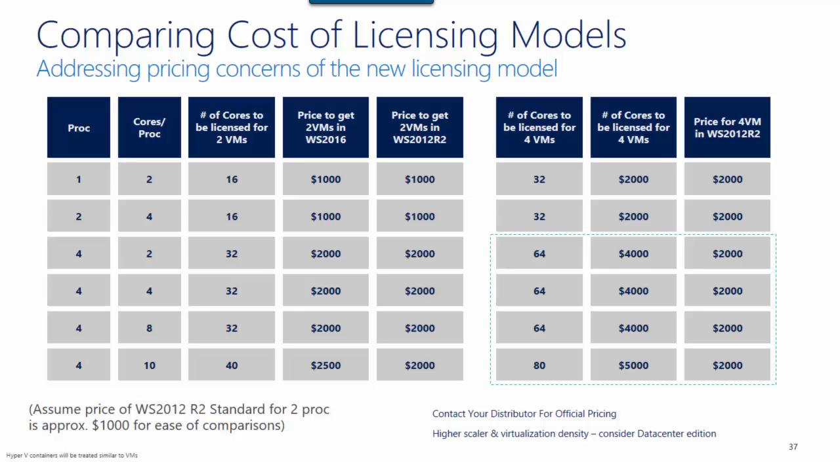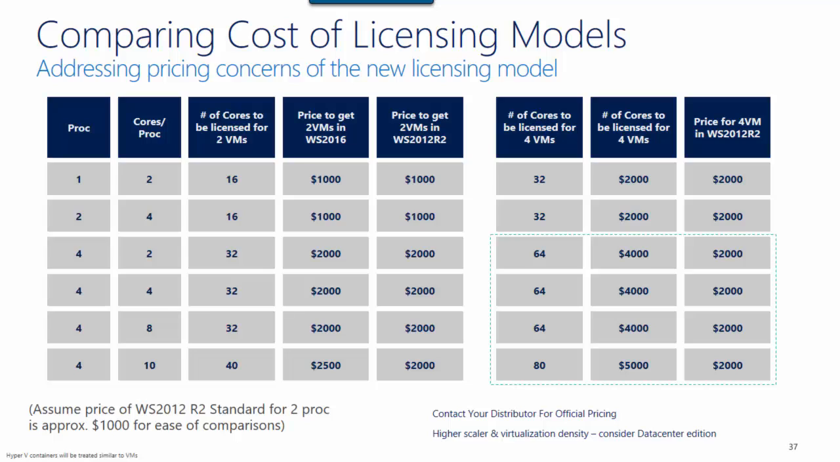So what you can see here, and then as you move across to the right-hand side, and we see the number of cores to be licensed for 4 VMs, you'll see in that highlighted section that it's really when we start going to higher density situations. So that's where we need to start thinking about, well, what's the impact going to be? But for the typical environment, it's probably not something that's going to really make a change at all.